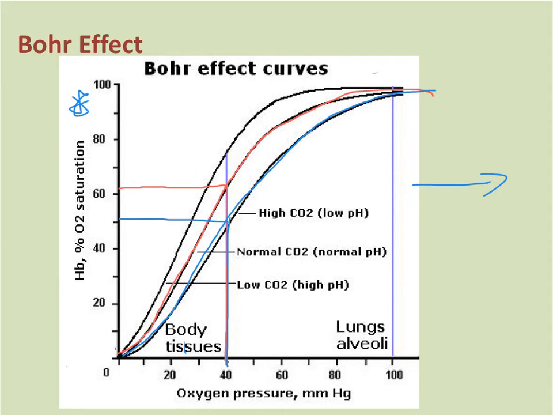So let's think about this. Why would I want to shift from holding on to my hemoglobin to letting it go? What could I be doing? Well, I could be exercising, which means an increase in carbon dioxide, because when I exercise, I would be creating more carbon dioxide because I'm doing more cell respiration. And as we talked about, an increase in carbon dioxide would also decrease my pH, would make me more acidic.